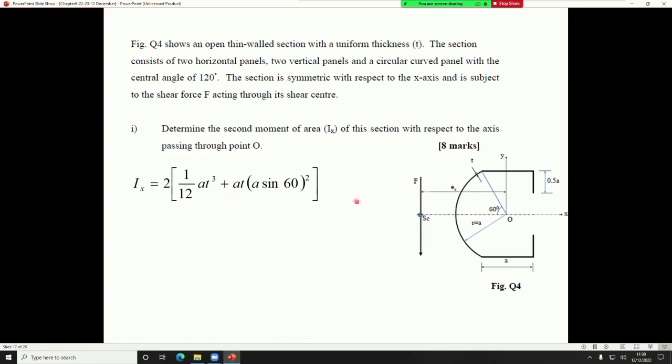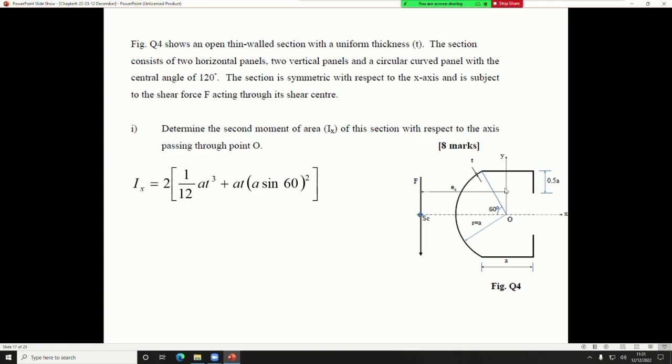What is y bar? It is this distance, A sine of 60 squared. And what is the area of each panel? It is A times T. Is everybody happy about this equation I've written here? Because the top and the bottom panel have one axis of symmetry and are both located at the same distance from the x-axis, I just find one of them and multiply by two.